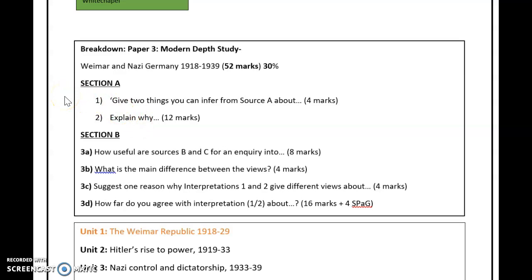Section A, as you can see, is worth 16 marks and should be roughly completed in 20 minutes. Section B is worth 32 marks and 4 marks for SPAG and should take roughly 1 hour. The historical skill for this paper being tested is historical interpretations, as you can see, and this will be addressed throughout the booklet.